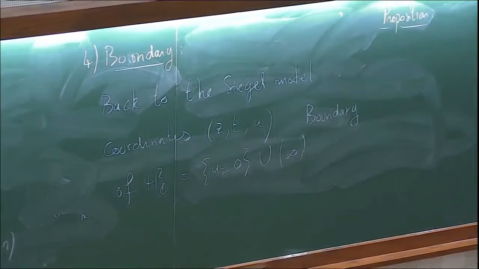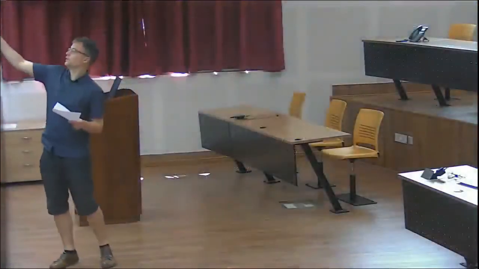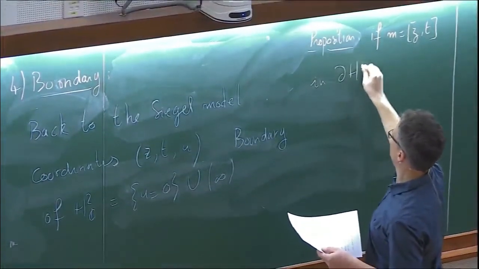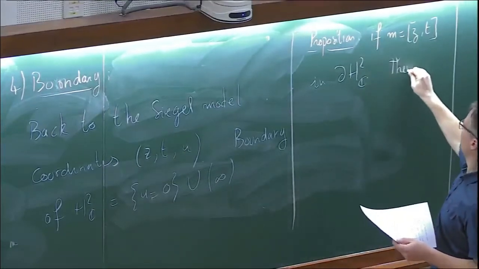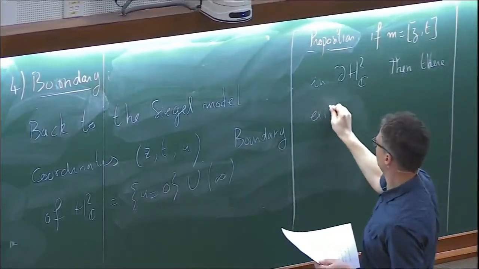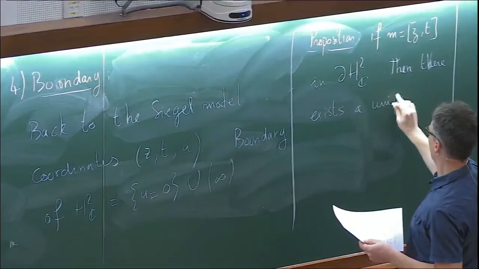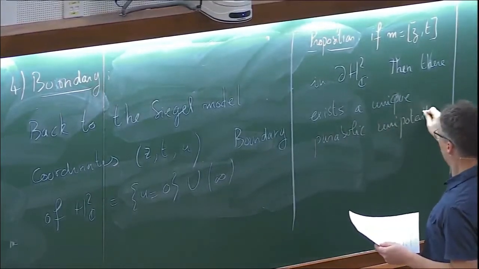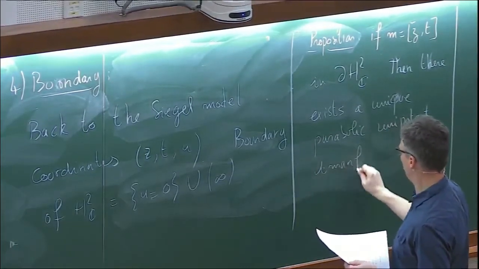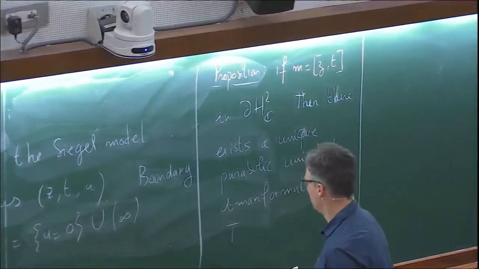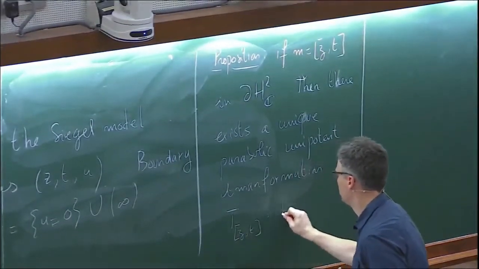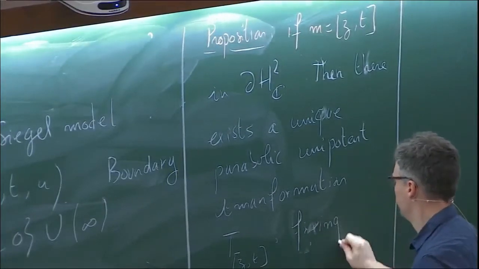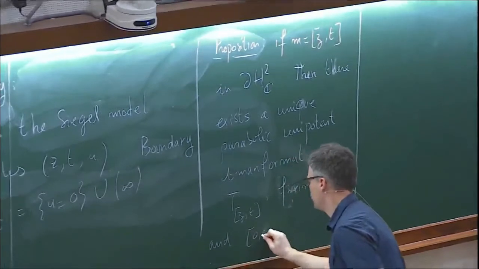If I take a point in the boundary, if M is equal to (z,t) in the boundary of H^2_C, then there exists a unique parabolic unipotent transformation T, T depending on z and t, such that T fixes infinity and maps (0,0) to (z,t).